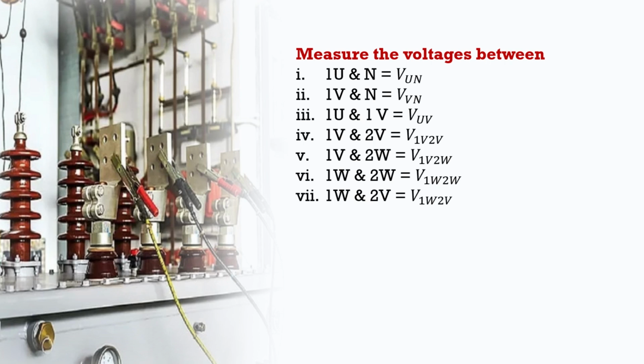1U and 1V, we can call it as VUV. 1V and 2V, that means the phase V of the high voltage winding and phase V of the low voltage winding, we can call it as V1V, 2V. 1V and 2W, that means the phase V voltage of the high voltage winding and phase W of the low voltage winding. We call this voltage as V1V, 2W. 1W and 2W, similarly 1W and 2V with their designation as given.